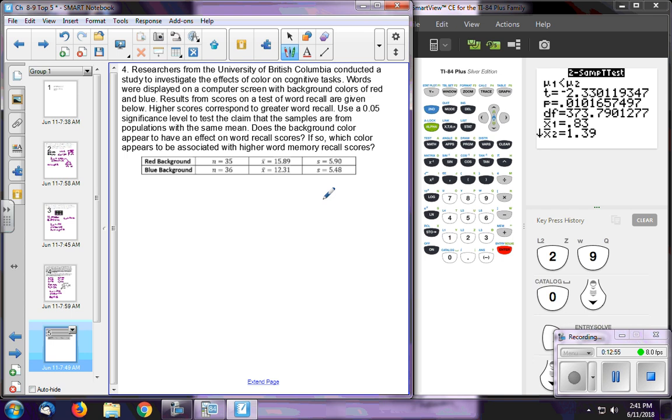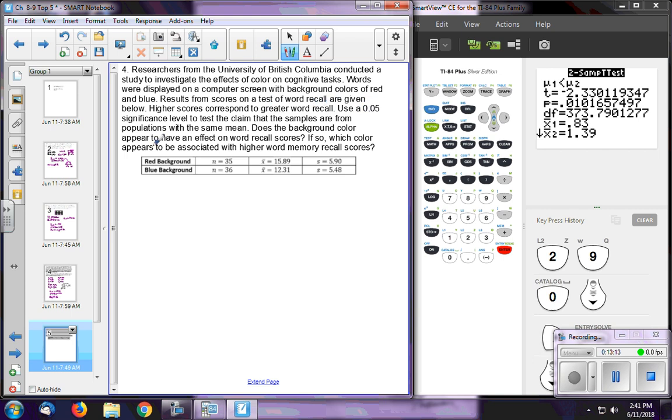Researchers from the University of British Columbia conducted a study to investigate the effects of color on cognitive tasks. Words were displayed on a computer screen with background colors of red and blue. Results from the scores on this test of word recall are given below. A higher score corresponds to greater word recall.